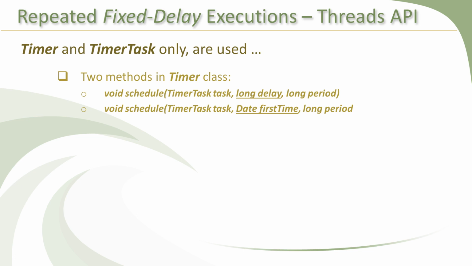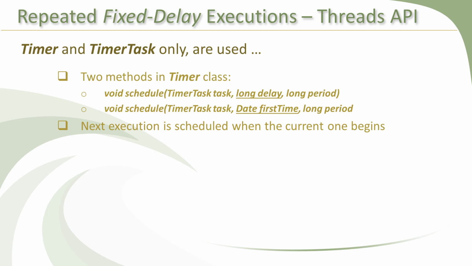Now, here is an important point to remember. In repeated executions, the next execution of the task is scheduled when the current execution begins. That is, every time a task starts to execute, the Timer class calculates the next execution time for this task and schedules it accordingly.